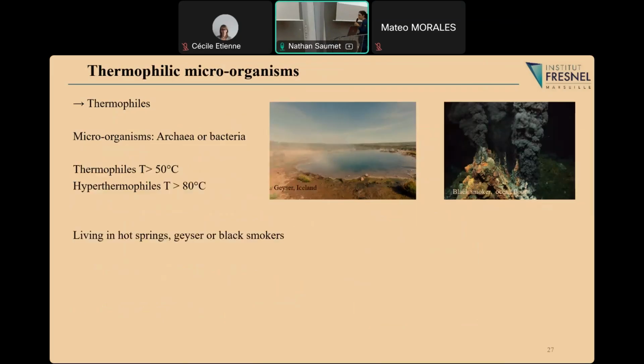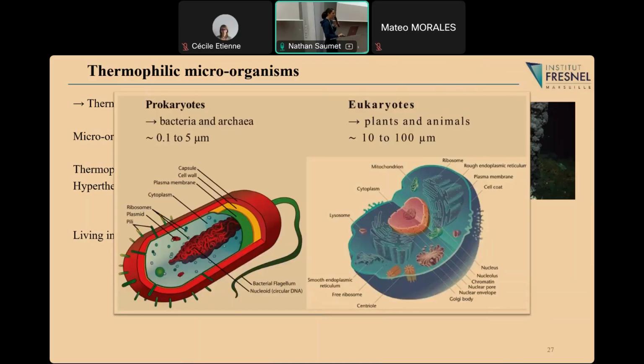Here I will focus on thermophiles, because the goal here is to do thermoplasmonics. There are two different kinds of microorganisms which are thermophiles: the archaea and the bacteria. So what is an archaea? Maybe you have learned in biology courses that you have two different kinds of cells: the prokaryotes and the eukaryotes. Inside the prokaryotes, you have the bacteria and the archaea, which are single cells. And here you have the eukaryotes, like plants and animals.